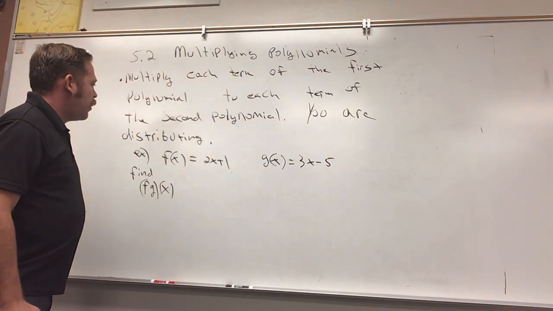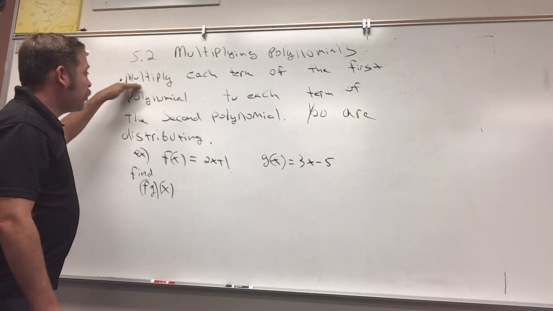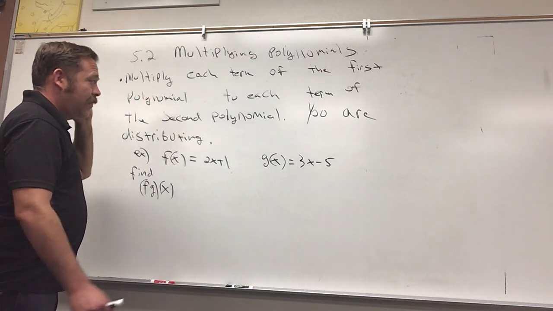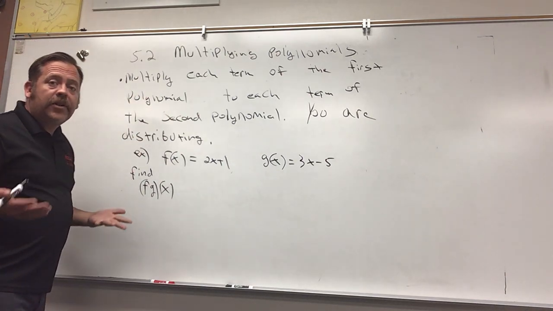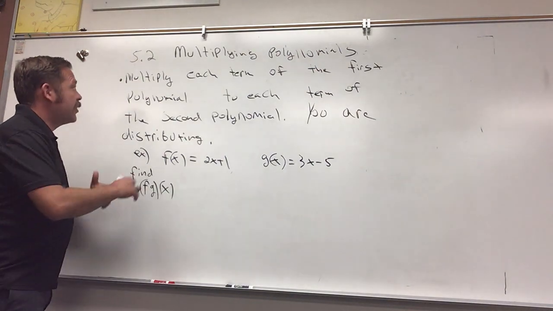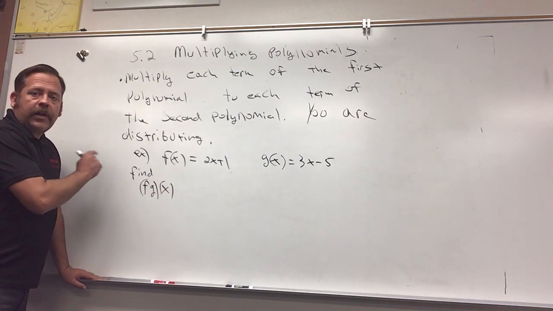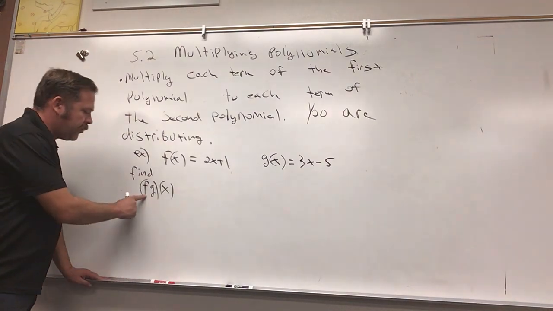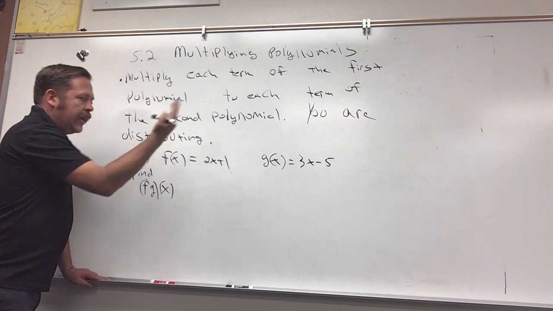So let me read it. Write this down. Multiply each term of the first polynomial to each term of the second polynomial. And mathematically what we're doing is distributing, right? So back to that notation we saw. When you see fg of x in algebra, anytime two letters are right next to each other, that means multiply. So what that is telling you to do is multiply f times g of the x function.